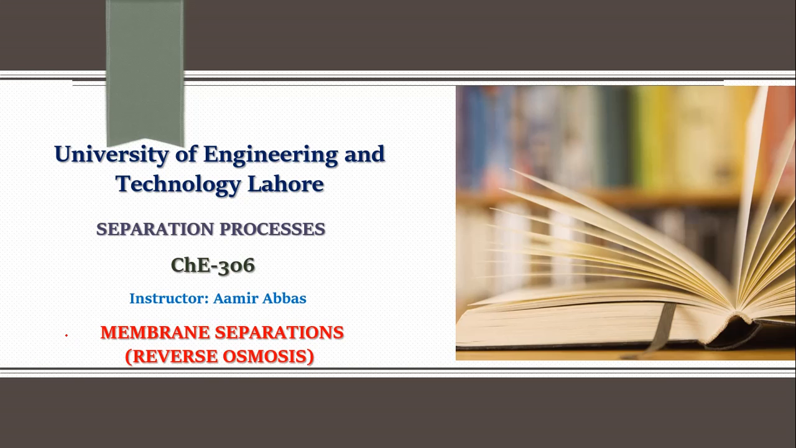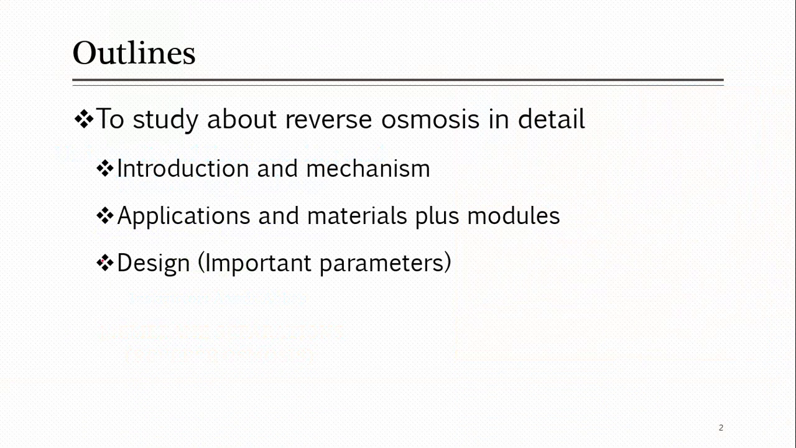So today we are still going to continue with the reverse osmosis. In the last lecture we started with reverse osmosis, and as we discussed, the outline for these two lectures includes all these points: introduction of reverse osmosis, mechanism of reverse osmosis, then its application for various separations, as well as materials and modules used for reverse osmosis on industrial scale. And the last part of this main reverse osmosis topic is about design of reverse osmosis system and important parameters.